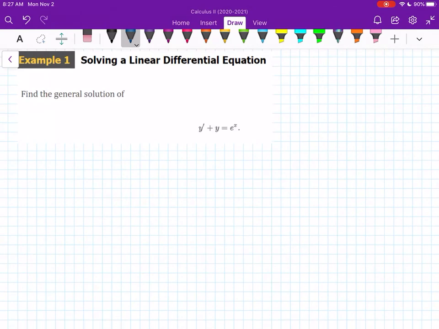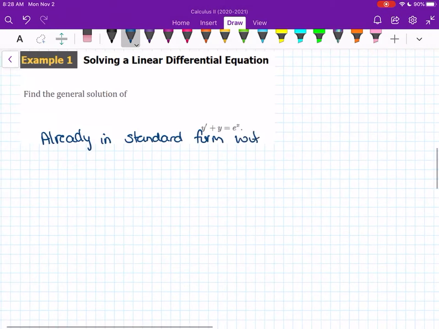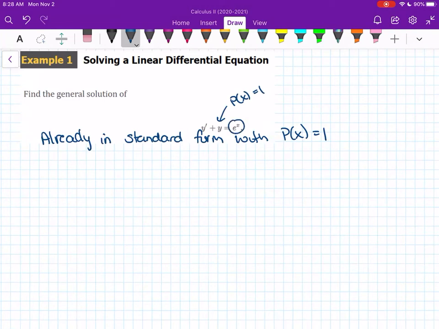So our first example is to find the general solution of y prime plus y equals e to the x. So the first thing to do is make sure it's in standard form. So we already have it in standard form. So when it's in standard form, I need to identify p and q. If I look at this, the thing that's multiplying the y is p of x, which is just 1. And then the function by itself on the right-hand side is q of x.